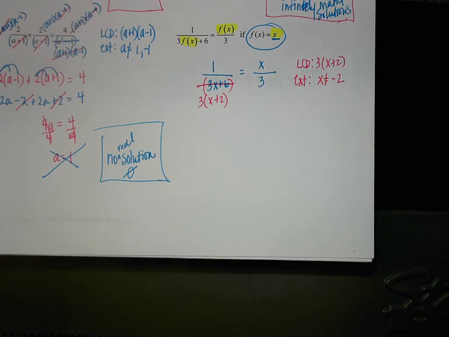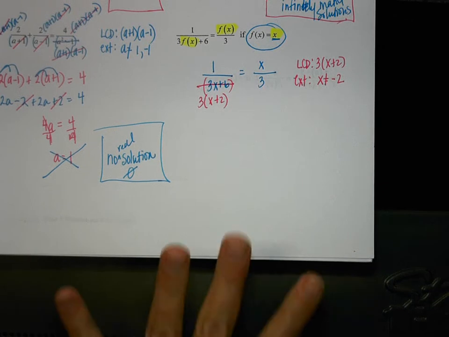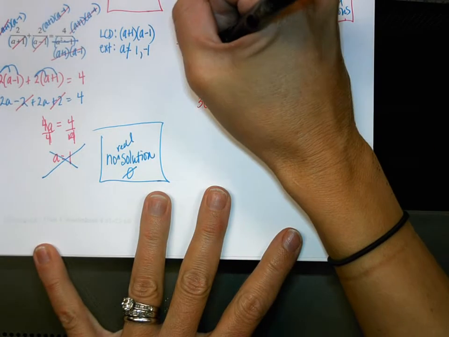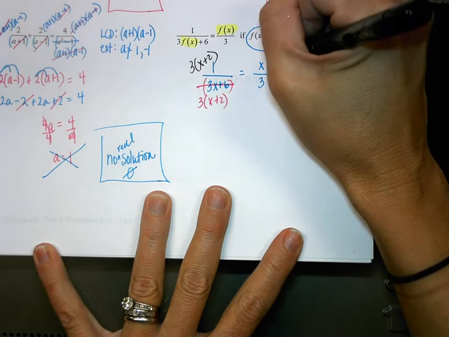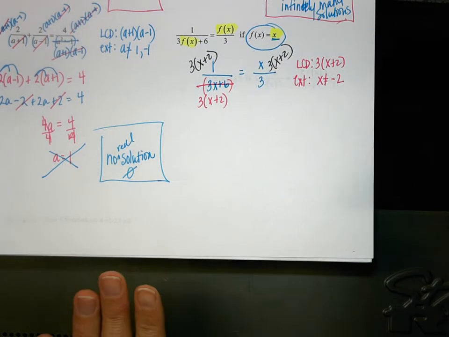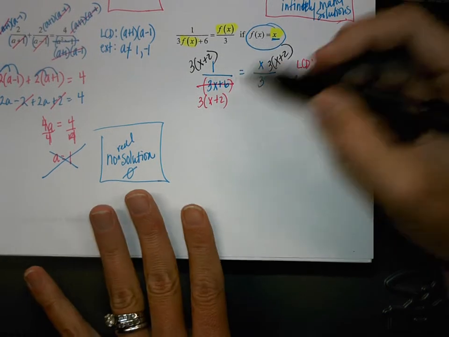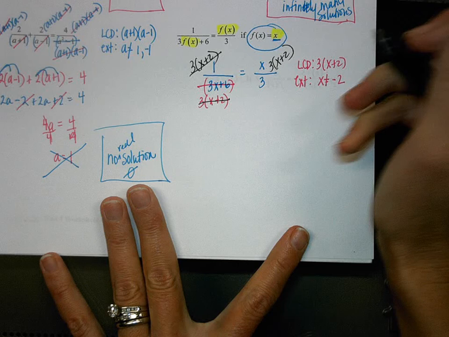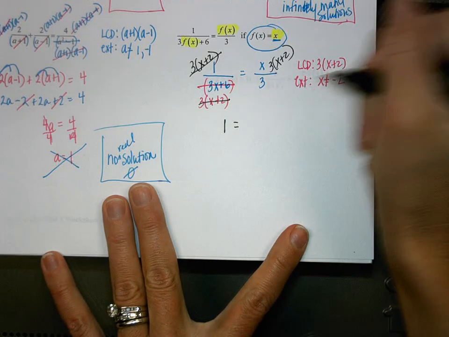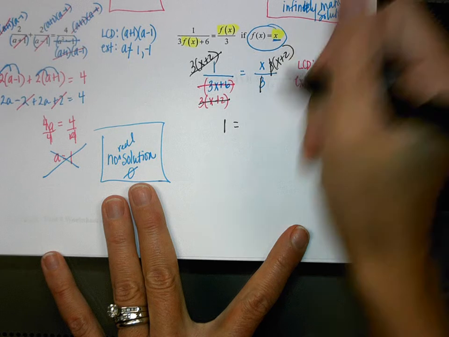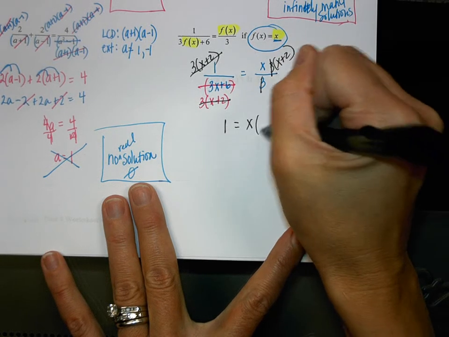Okay, so now the next thing I'm going to do now is what? Multiply every term by our LCD. So 3 times x plus 2 next to every single term in the problem. Okay, what happens on the first term? Everything cancels out and we're left with a 1 equals. In the second one, what happens? 3 cancels out and we have x times x plus 2.